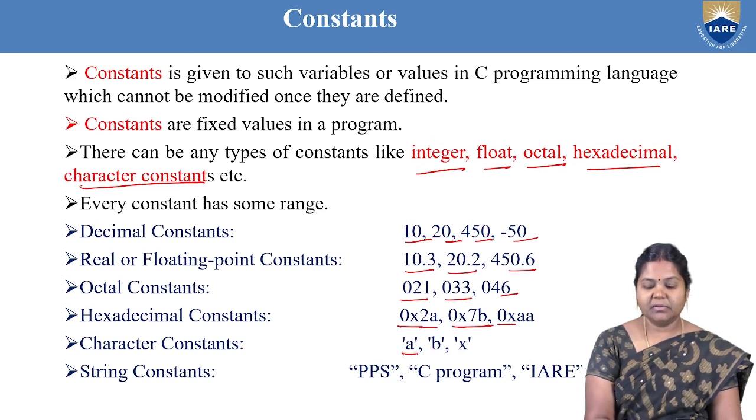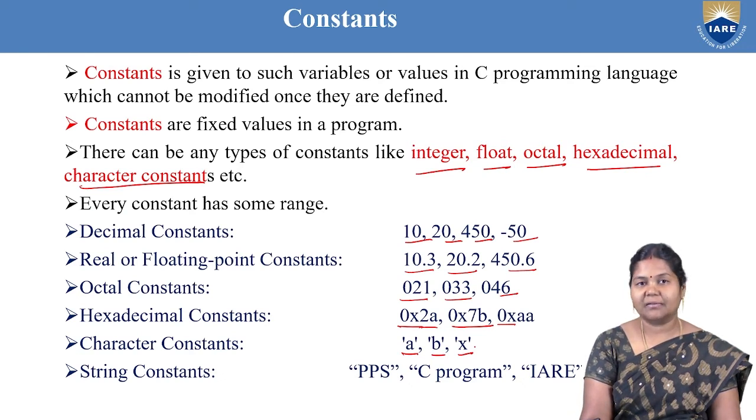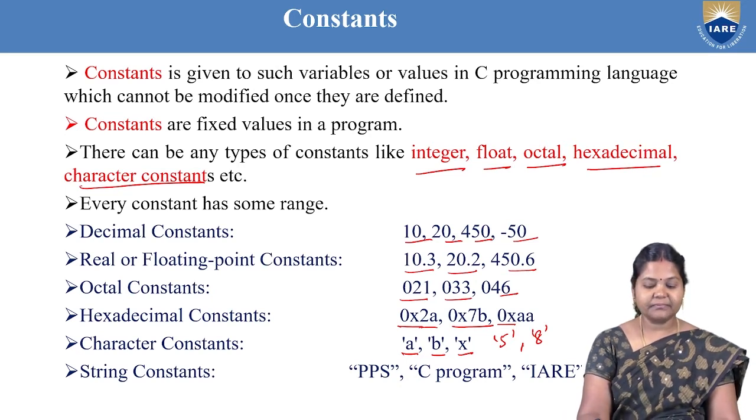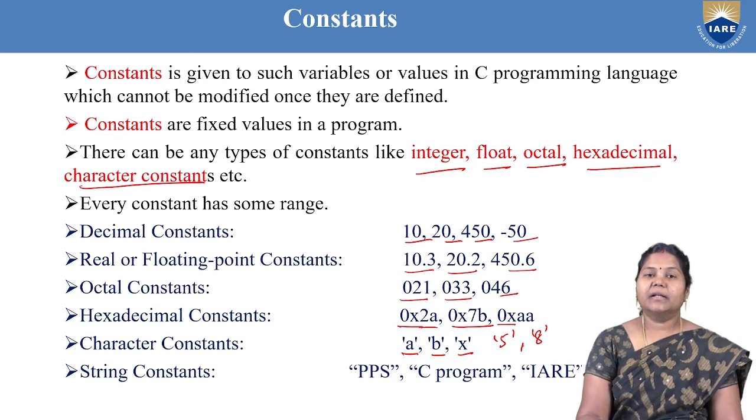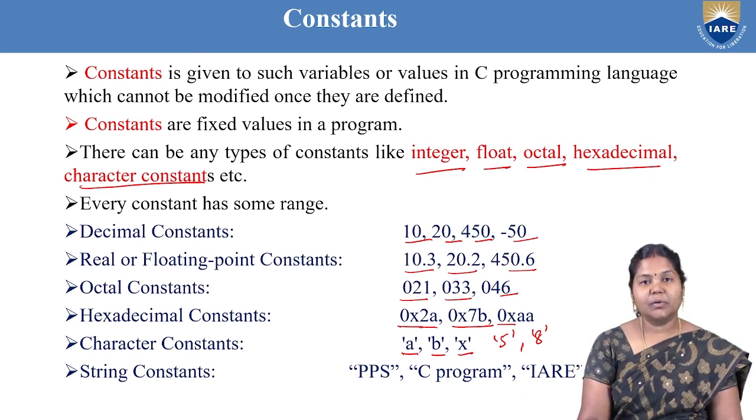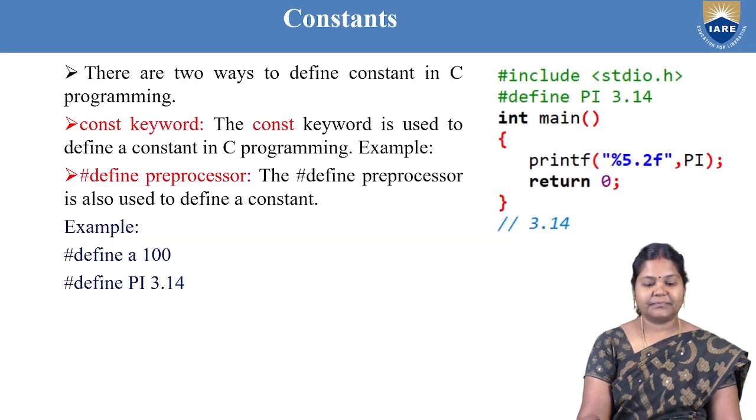Then character constant: individual characters enclosed in single quotes are called character constants. Character A, character B, character X, or it may be character 5, character 8. Anything you can write as a character constant is enclosed in single quotes. Similarly, you can write a group of characters enclosed in double quotes. Those are called string constants, like PPS, C program, IARE. These are all examples of string constants.